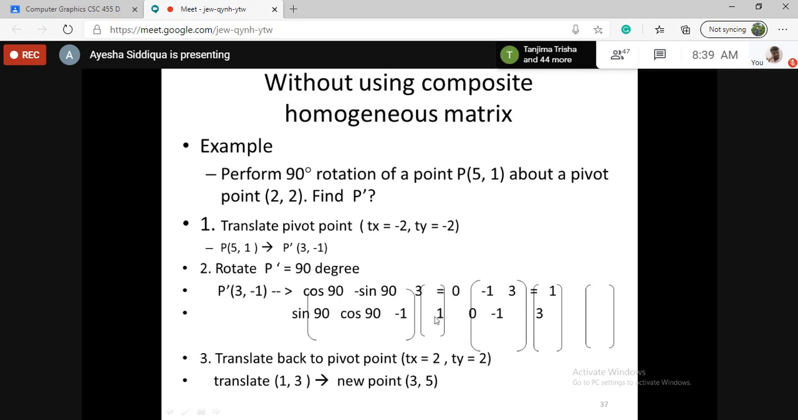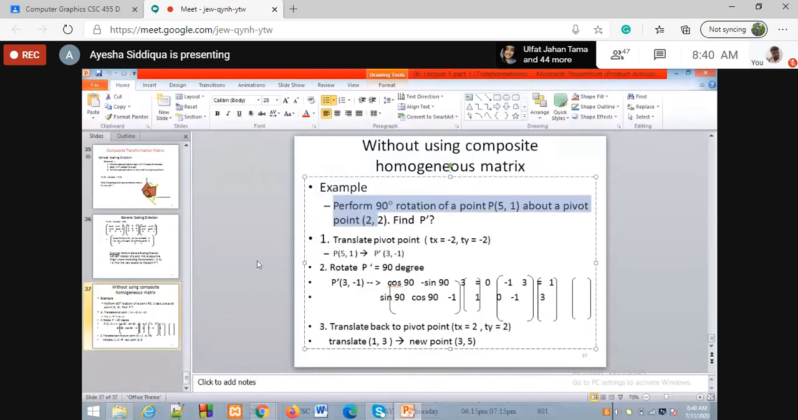Ma'am, I have a question. When we translate the pivot point, x is minus 2 and y is minus 2. Is it that we translate, so the sign is converted from positive to negative? See, let me show you. The thing is that you subtract the pivot points. That is why it is shown as negative, because you subtract this pivot point from the initial point, that is 5, 1. So you have to subtract this in terms of 2D coordinates.